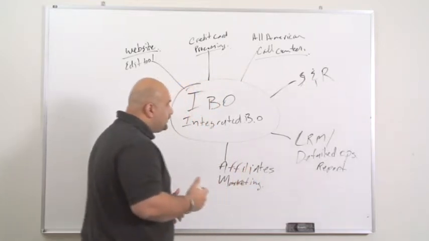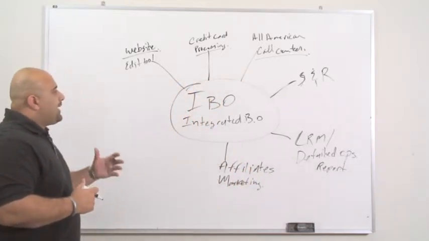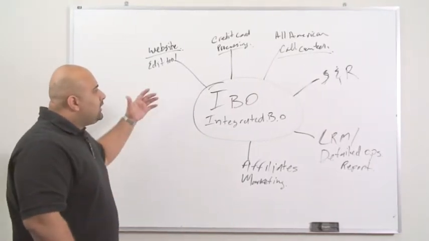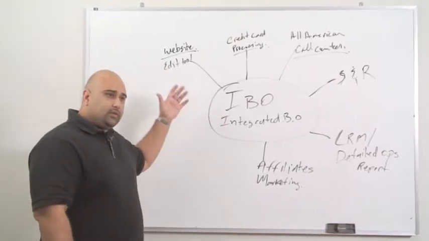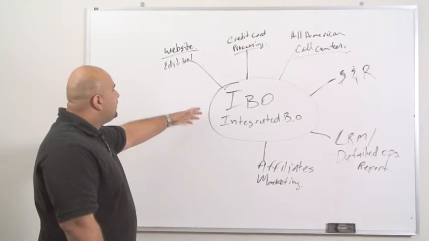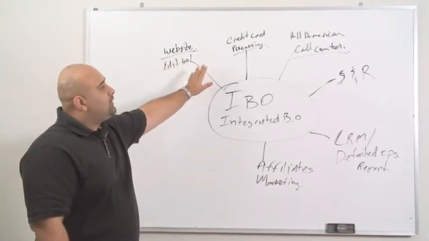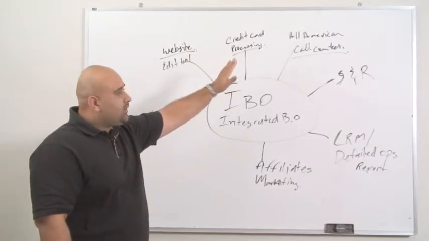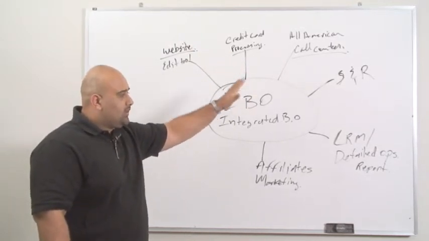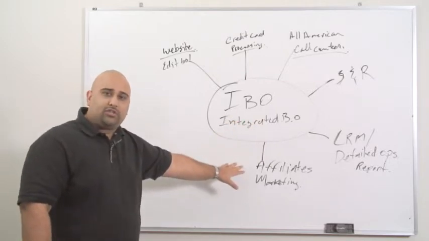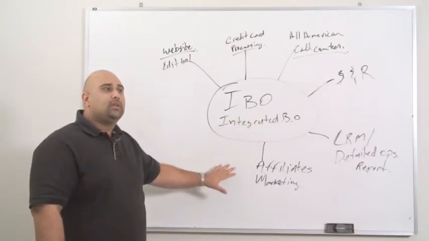So in a nutshell, I just want to back out and sort of reiterate what we have here. The integrated back office with ROiq will provide you with a website, credit card processing, a call center, shipping and receiving, a CRM software, and affiliate management with marketing analytics.